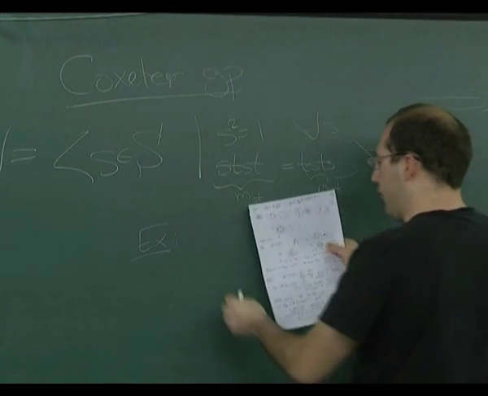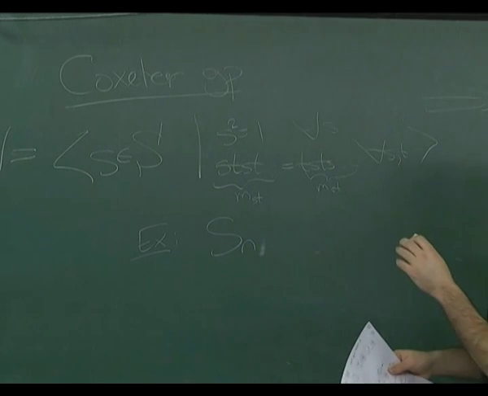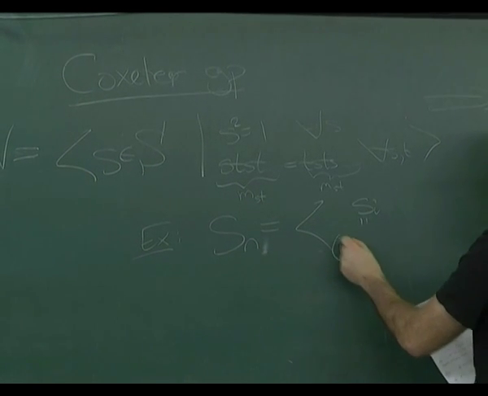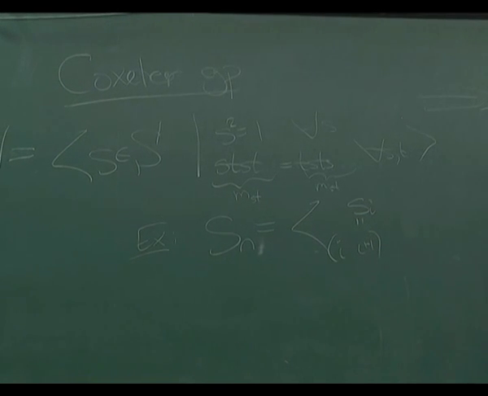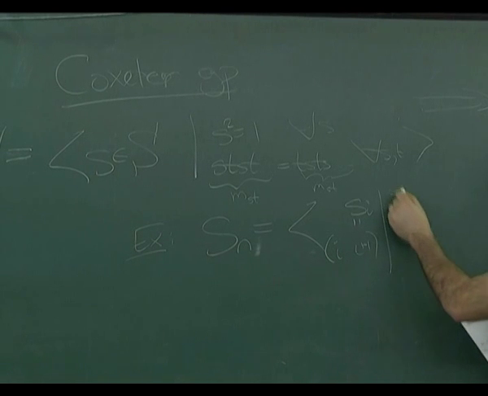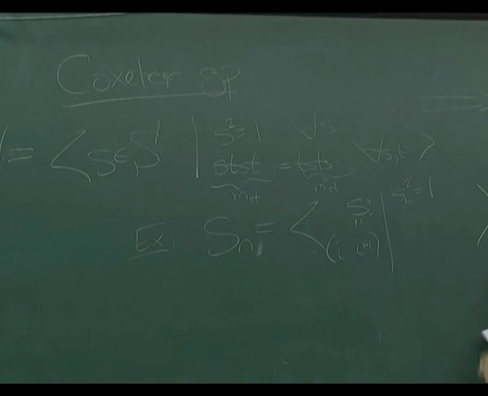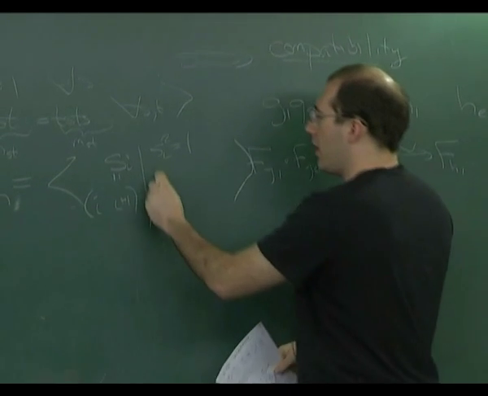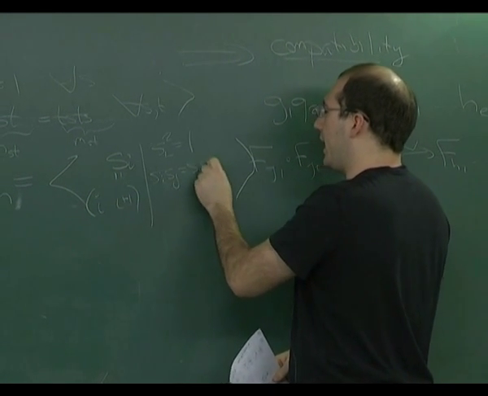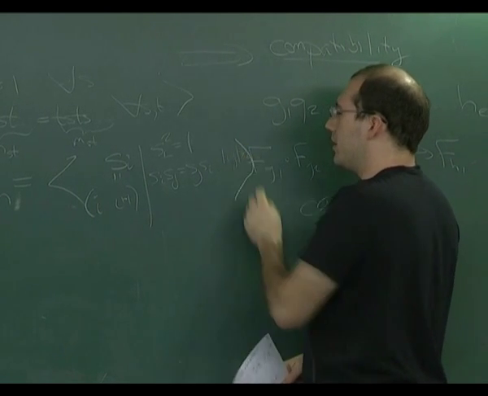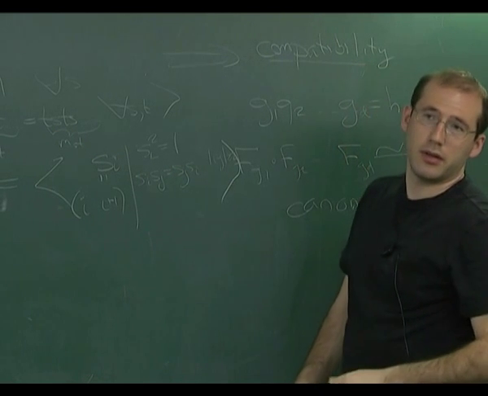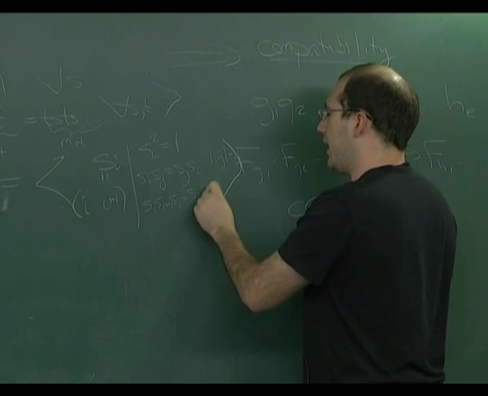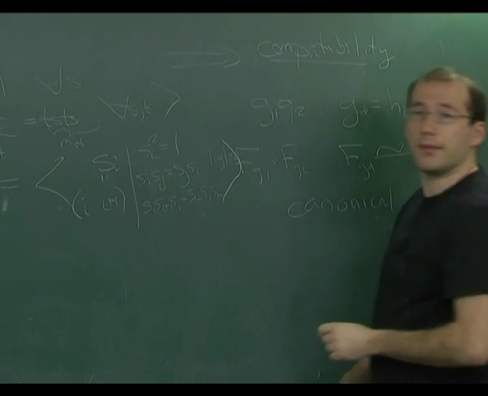As an example, I'll give the familiar one: the symmetric group on n letters is a Coxeter group. It's generated by these elements s_i, which are adjacent transpositions, switching the place of the ith entry and the (i plus first) entry. And the relations are, well, this is an involution, obviously. If you take i and i plus 1, and then j and j plus 1, and they're far apart, then these things commute. So s_i s_j is equal to s_j s_i when i minus j is at least 2. This is the example when m is 2. And then s_i s_{i+1} s_i is s_{i+1} s_i s_{i+1}. This is the example where m is 3.